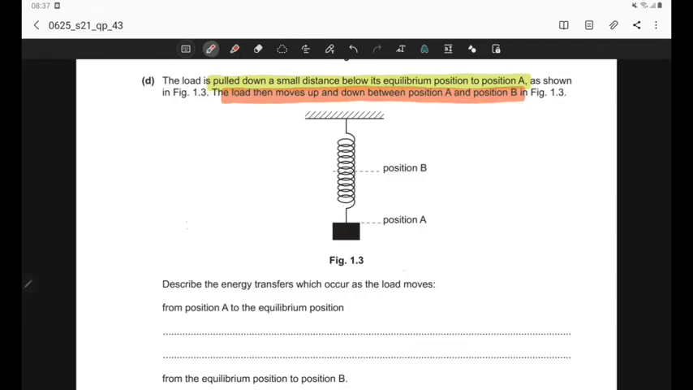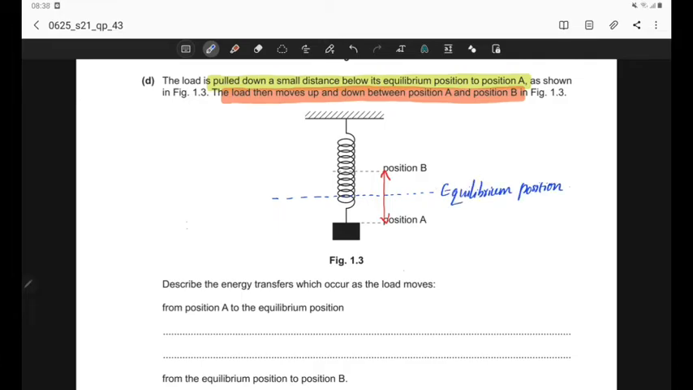So from this we can understand that this load is oscillating up and down. It keeps oscillating, moving up and down, and the equilibrium position of the load, that is when there is no movement happening to the spring or the load, it will stay at rest, and that will be exactly at the center between the positions A and B. So these blue dotted lines represent equilibrium position.